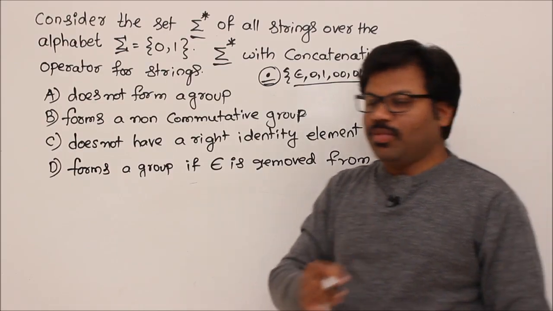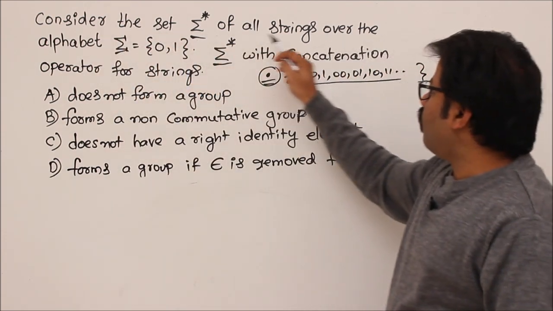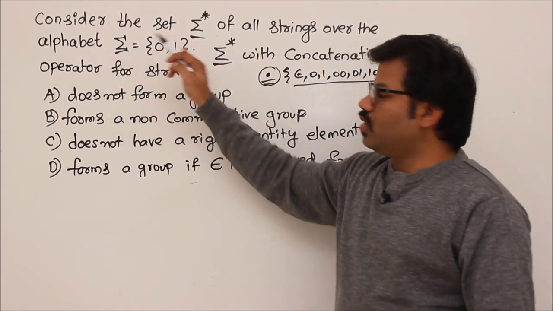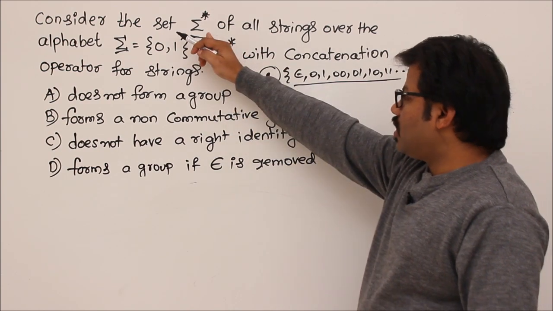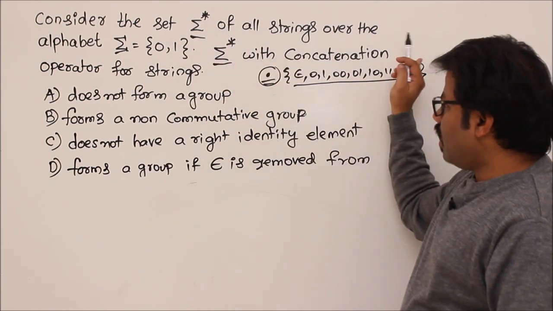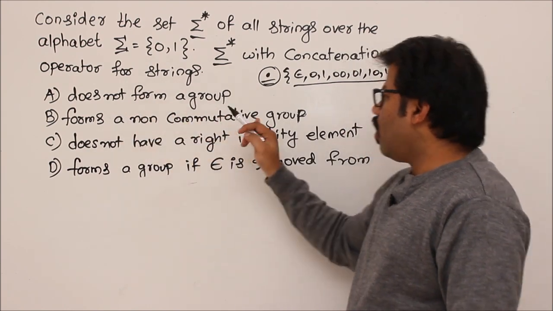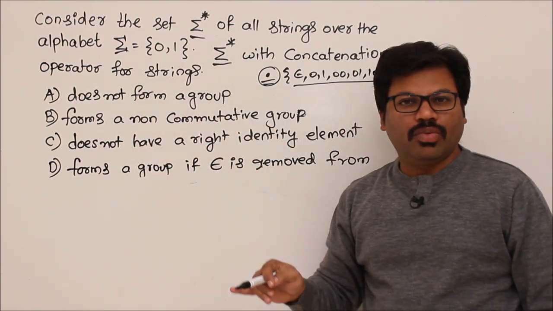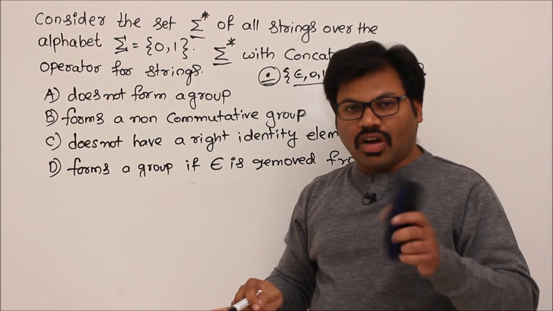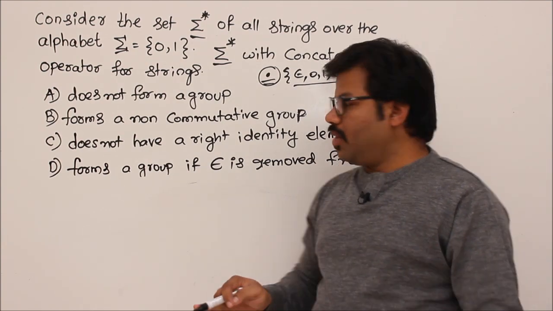Okay. Now we will see one more question. Consider the set sigma star of all strings over the alphabet sigma equal to 0, 1. Here sigma star is to be considered. With the concatenation operator, it forms dash. It does not form a group, forms a non-commutative group. Sir, what is a non-commutative group? It is a group which is non-commutative. That means which is not abelian.